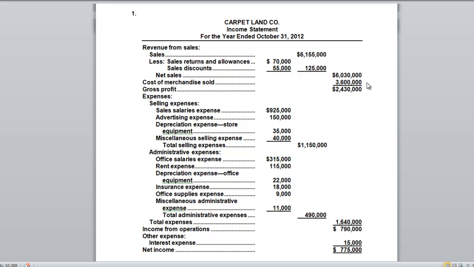Okay, so this is a type of expense, and it has a special name to indicate to us that it's related to the cost of inventory or merchandise that was sold. The difference between the net sales and the cost of merchandise sold is our gross profit.